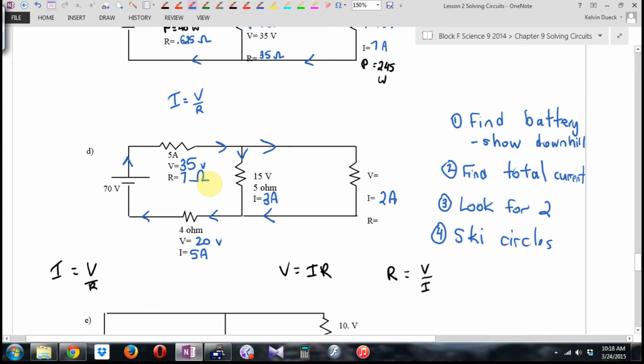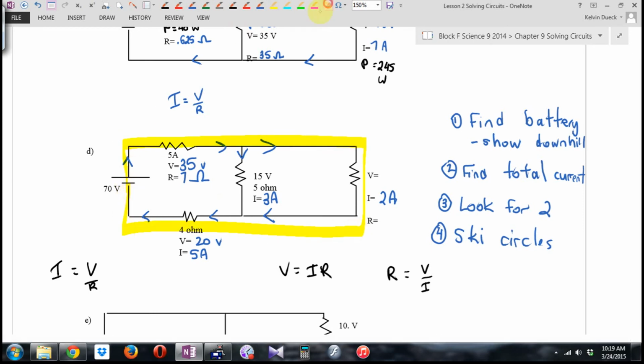Have we filled in everything yet? Nope. Let's go to the right-hand side. Do I know 2 things on this? Then let's go ski circles. And the circle I'm going to ski this time is that one. So you ready? How high? 70 volts. Okay, that's our chairlift. What do we lose going down this hill?